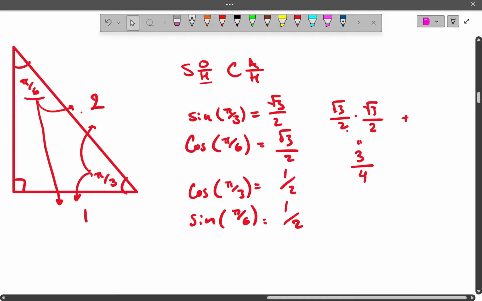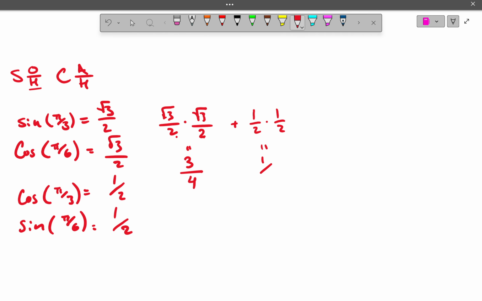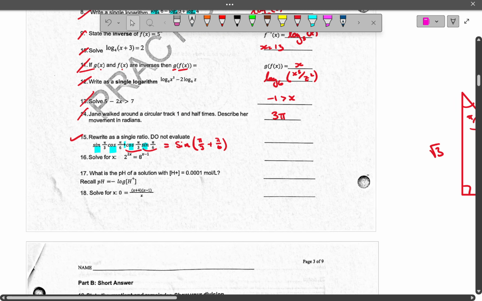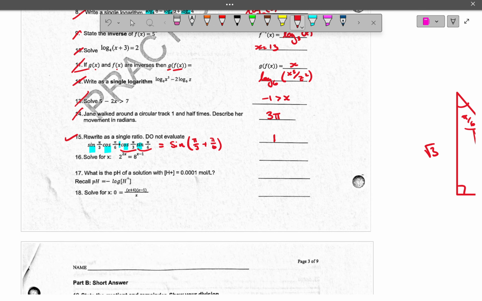And so we get 1/2 being multiplied by 1/2. So that ends up being 1/4. And so our final answer ends up being 3/4 plus 1/4. That's going to be 4/4 or just 1 as the final answer. So rewriting this as a single ratio, we can write it as 4 over 4 or 1. So there's our ratio.